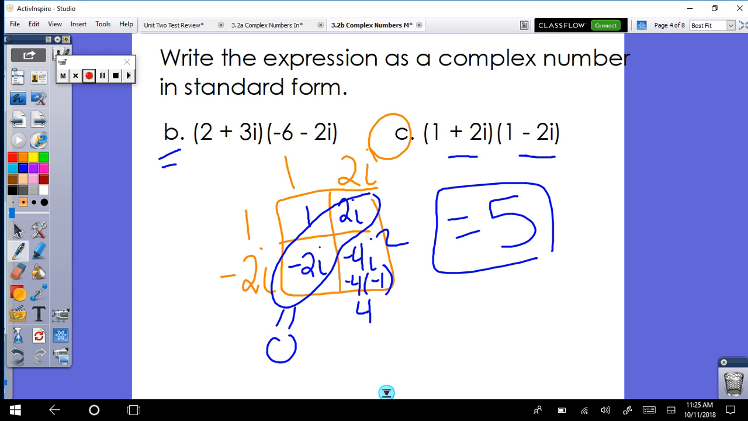B, this example would be very similar to the example I did in A. So look at the class notes if you'd like to see that one worked out.